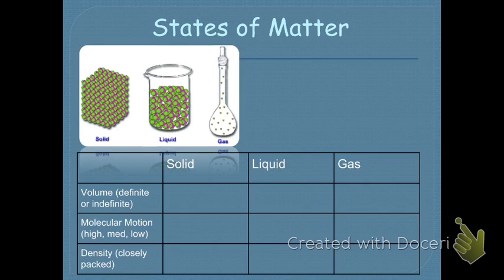So a solid, its volume is definite. So it's a definite volume. Liquid is definite. Now, it has an indefinite shape, but it has a definite volume, meaning it doesn't have a definite shape. If you pour it out, it's not going to really take a shape. It takes the shape of its container. But there's definitely a volume. And the reason why it has a volume is because in a liquid, the molecules are in contact with each other. They're just kind of sliding or moving past each other.